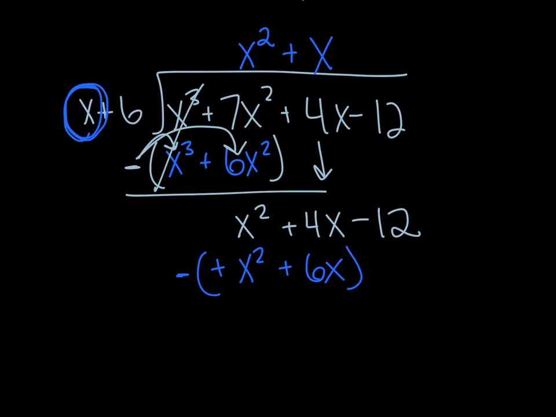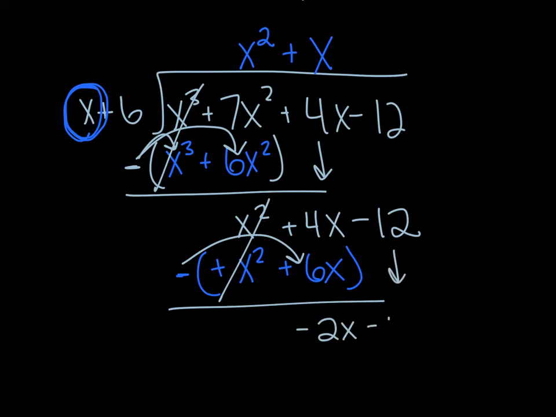So when we do that, we get that this term cancels, which is again what we want, and then we get 4x minus 6x. So that's going to give us a minus 2x. We bring down the minus 12, and we start again. Ask ourselves, how many times does x go into minus 2x? And we know that it goes in minus 2 times. So we want to put minus 2 up here.